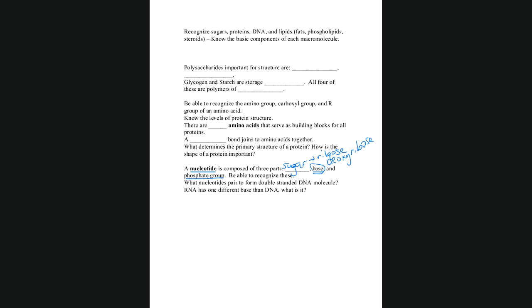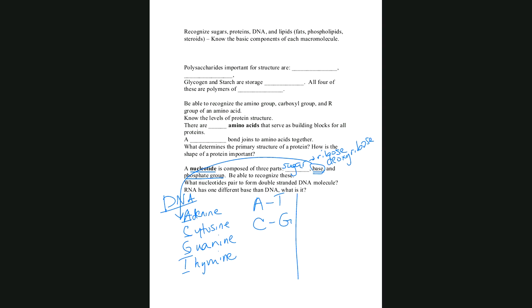And DNA, the DNA alphabet, has four bases. Okay, it has adenine, cytosine, guanine, and thymine. Now let me spell those out. Adenine, cytosine, guanine, and thymine. So in other words, it's like four letters of the DNA alphabet, okay? And they always pair together in a certain way. A always pairs with T, and C always pairs with G. And again, we'll learn more about this later in the semester. Now, RNA, so this is the DNA alphabet. RNA has the same alphabet, except instead of thymine, RNA has a different base called uracil.